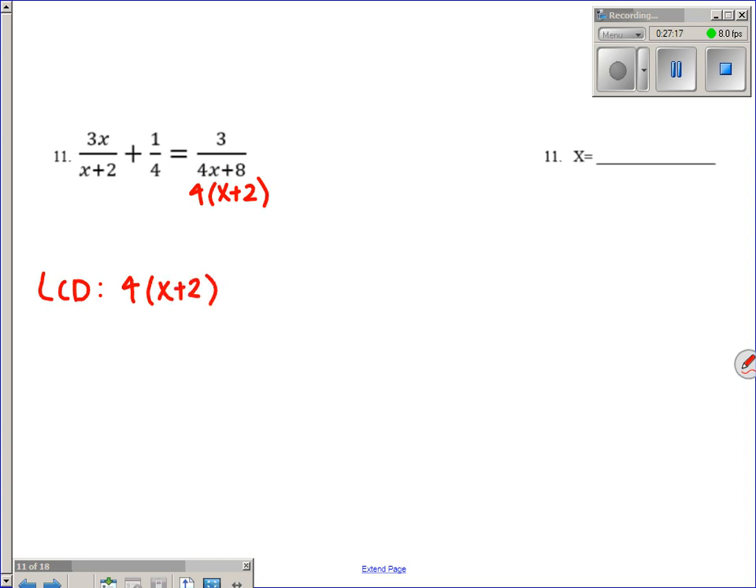And again, let's go ahead and write our restrictions so that we know at the end if we get an x value that is our restriction, it's not a solution. So again, the 4 is not going to matter because we're only solving for the x. If we set x plus 2 equal to 0, we get x cannot be negative 2. So hopefully when we solve this, we don't get a negative 2.